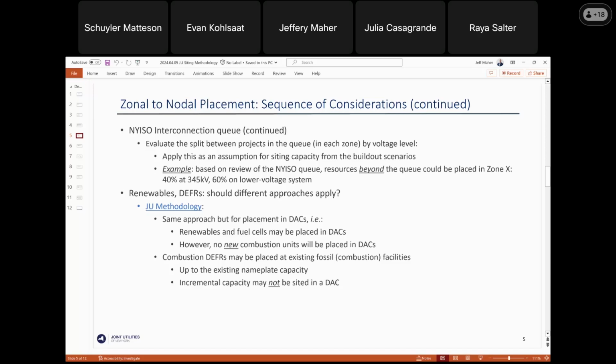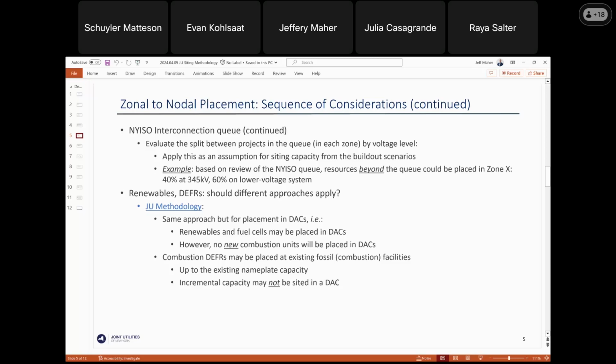Utilities in our headroom analysis focus on our local systems, but we want to make sure that we're accounting for the projects and the developer interest in the higher voltage system as well. And the final point here, I believe, is how to consider renewables versus DFERs, and should different approaches apply.